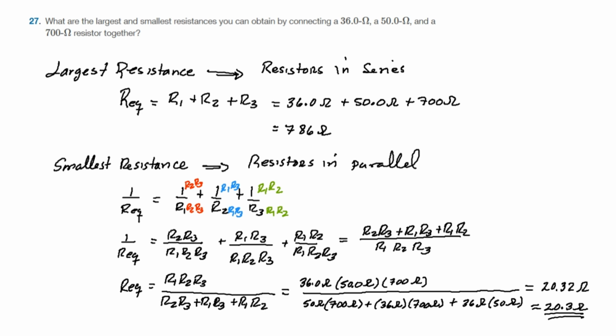So always the largest resistance will be connecting the resistors in series. And the smallest resistance is when you connect the resistors in parallel. Always. Okay? Now, let us solve another exercise. My next exercise will be this one.